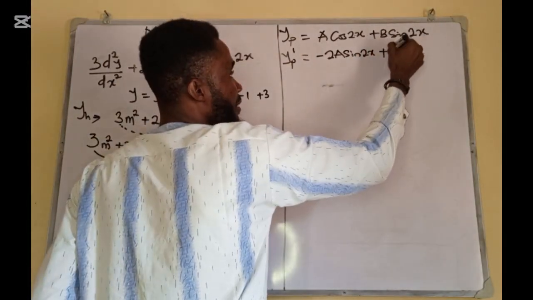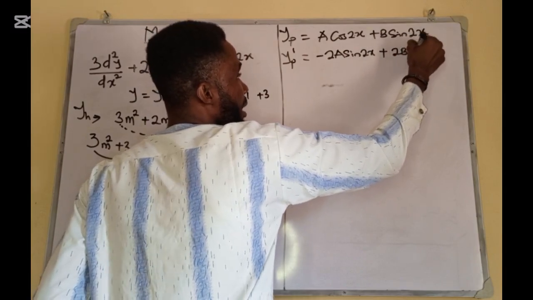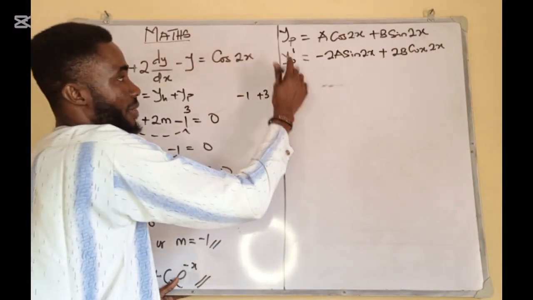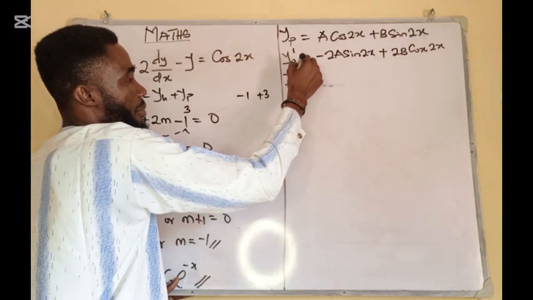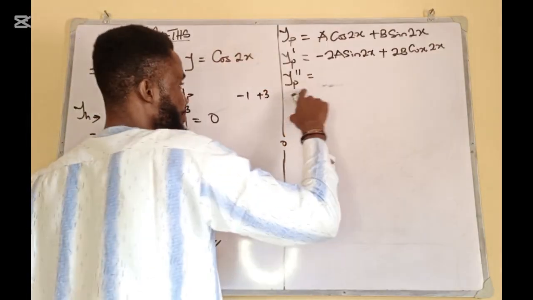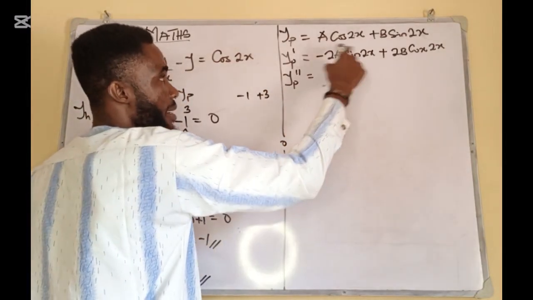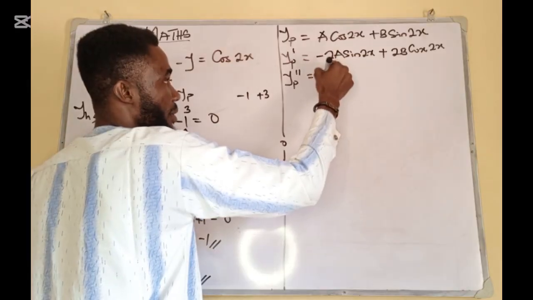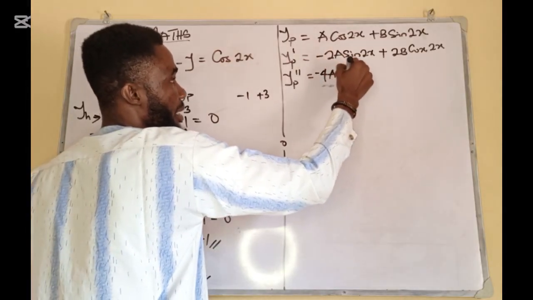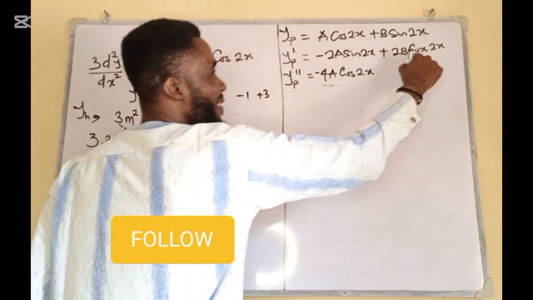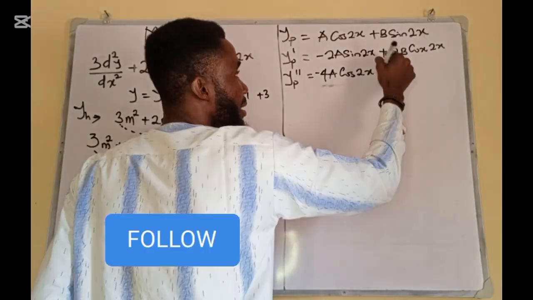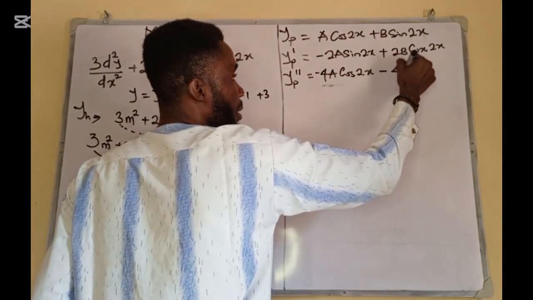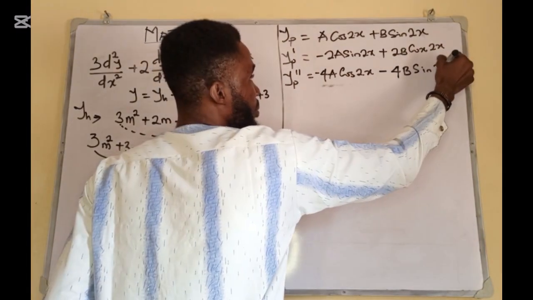Now plus, here will give me 2b. If I differentiate sine, I have cos 2x. So that is for the first derivative. I want to check for yp prime prime, so I differentiate this same expression. If I differentiate sine, it's still cos, so the sign doesn't change. Here it becomes 2 times 2, which is 4, with a negative sign: minus 4a cos 2x. Then if I differentiate cos, I have negative, so plus times negative gives negative. I have negative 2 times 2, which gives 4, so minus 4b sine 2x.